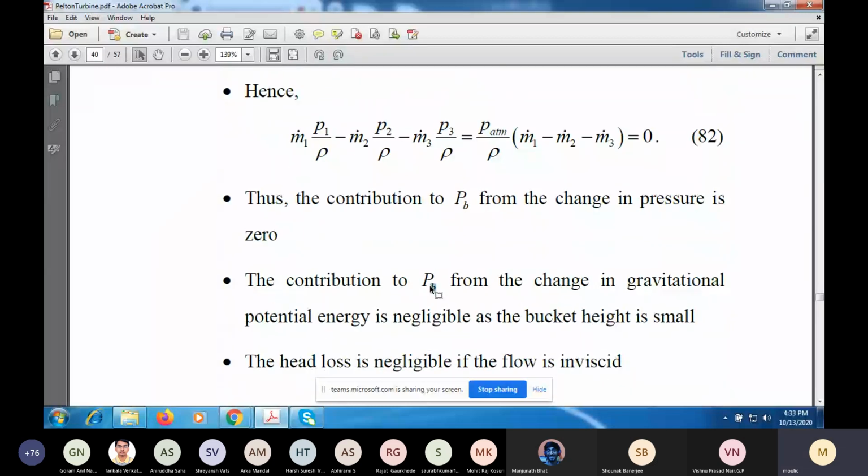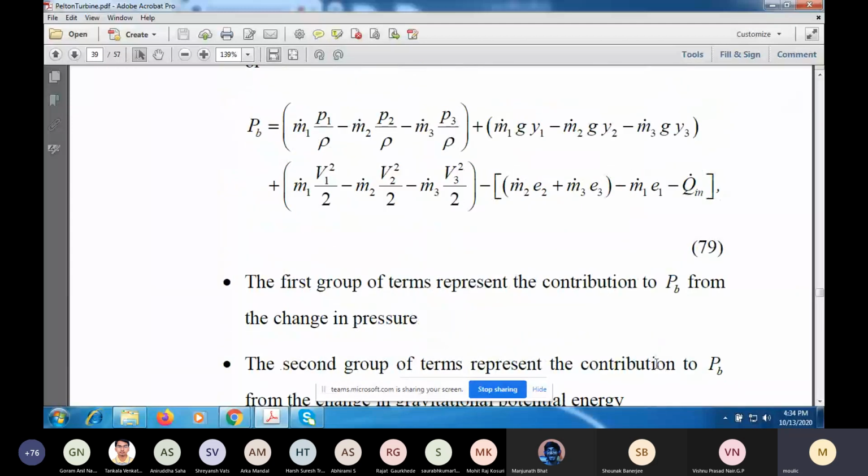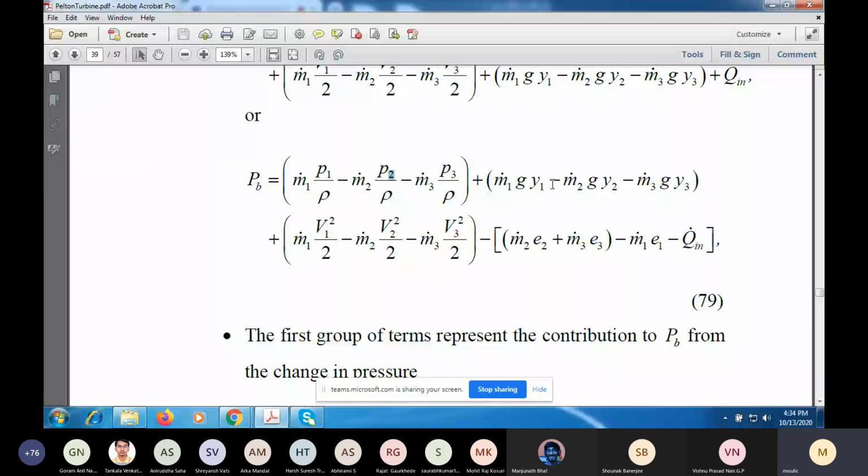Now, if you look at the contribution to PV from the change in the gravitational potential energy, that is negligible, because as we have seen, the height of the bucket is small, so the change in the potential energy is very small. And the head loss term would be negligible if the flow is inviscid. In that case, if you come back and look at this equation, the first group of terms we have shown is 0. We can neglect the second group of terms and the third group of terms. So then you can see here that you are able to extract power only by reducing the kinetic energy of the fluid. And this is the absolute kinetic energy. Okay.